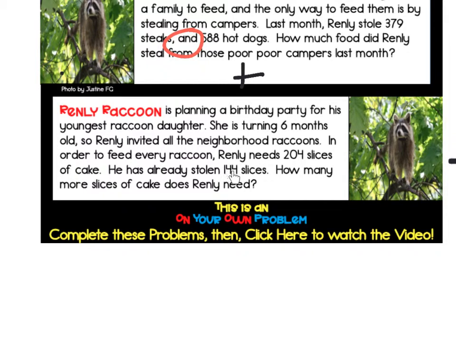Woo! That's a lot of stealing of slices of cake. They're probably all different kinds too, because he's stealing some from some campers, some from others. Wow. All right, anyway, let's move on. How many more slices of cake does Renly need?